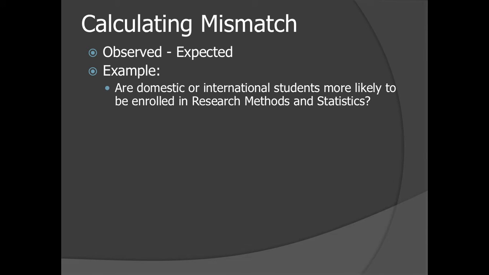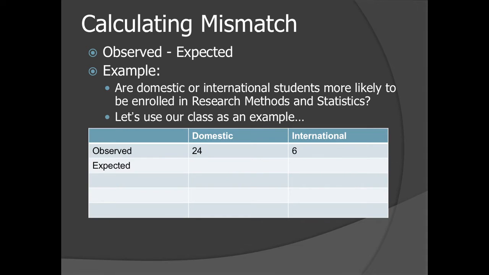So the observed minus the expected is basically your mismatch, how things deviate from your expected frequency. So using the example, are domestic or international students more likely to be enrolled in research methods and statistics? We'll use our class as an example.